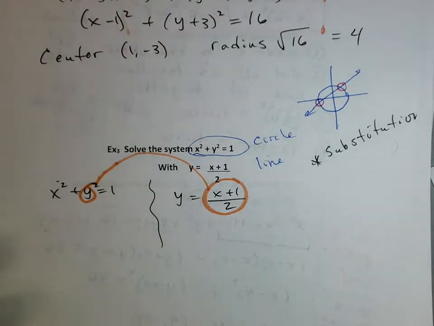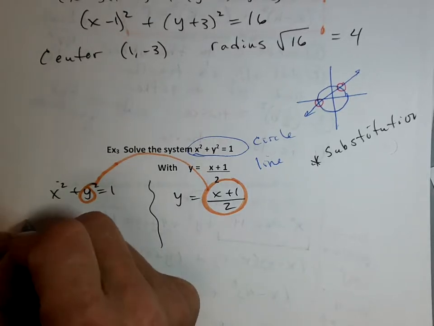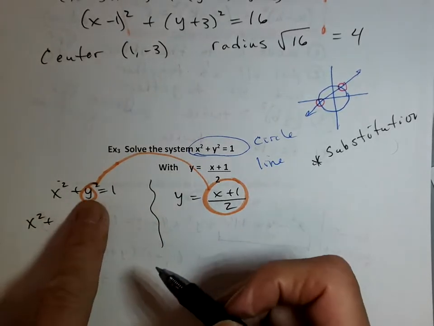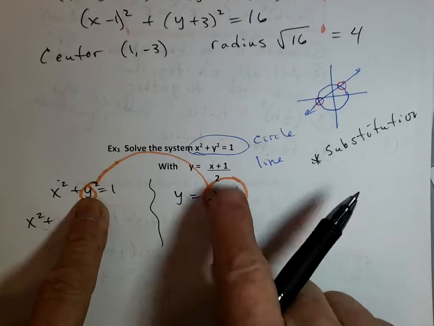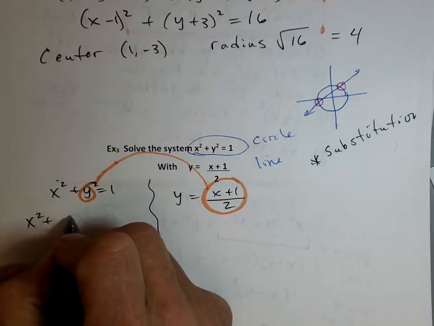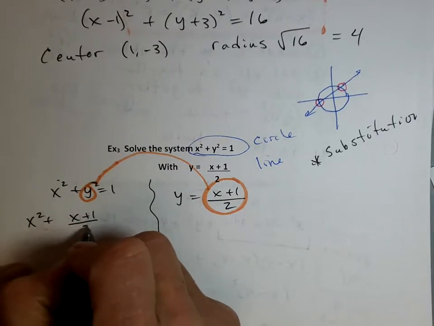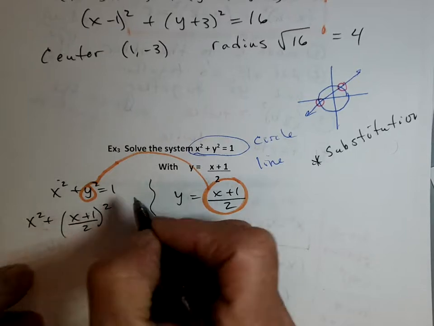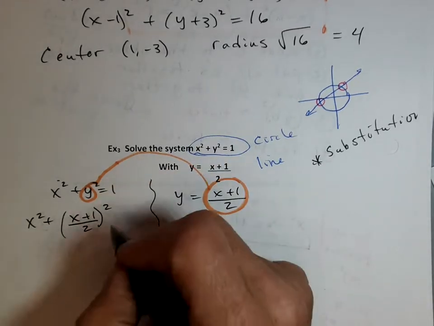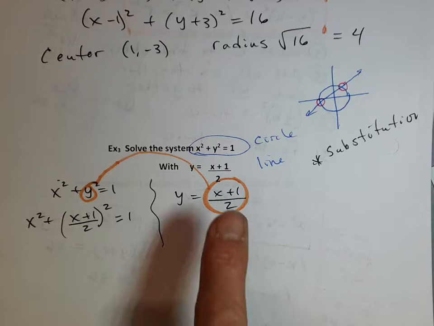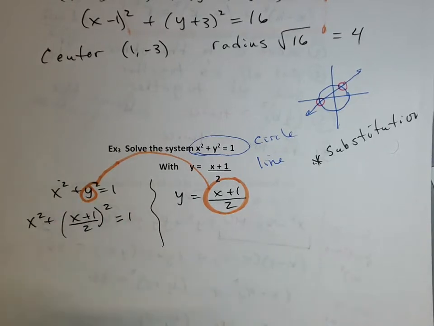Okay, this is going to be a good problem. So I'm going to go x squared plus, not y, but what y is equal to, which is going to be x plus 1 over 2, squared, because it's y squared, equals 1. So I made my substitution. Put x plus 1 over 2 in for y.